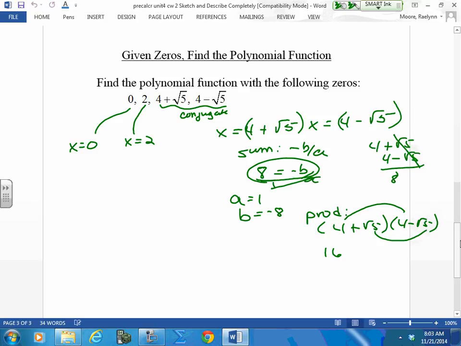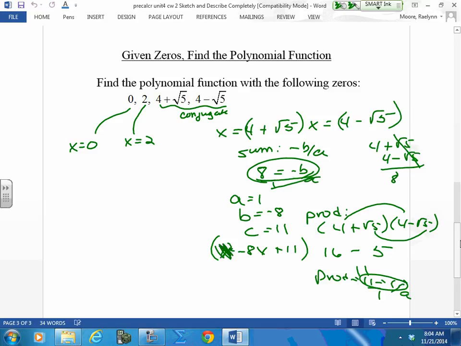And what's radical 5 times radical 5? Negative 5. Good. The negative from the positive times the negative, and when you multiply a radical times itself, it just comes out of the radical. What's 16 minus 5? So your product is c over a. If a is 1, what is c? 11. So this part, we know. x squared minus 8x plus 11. Oh, it's very, very familiar. That's an x squared. Okay.